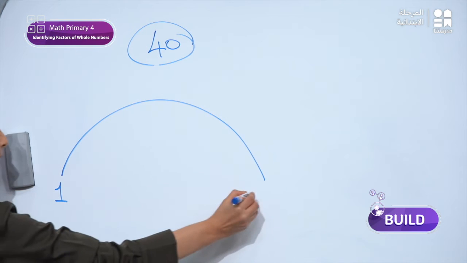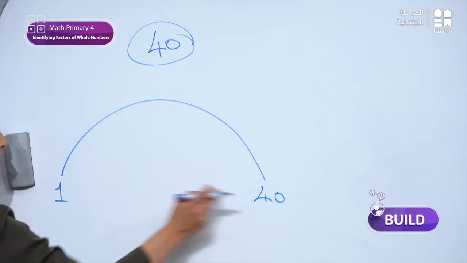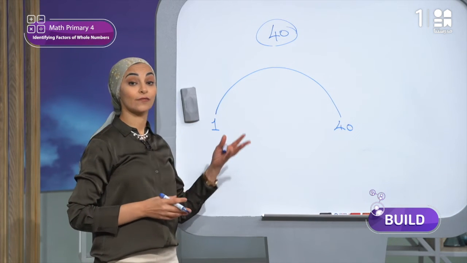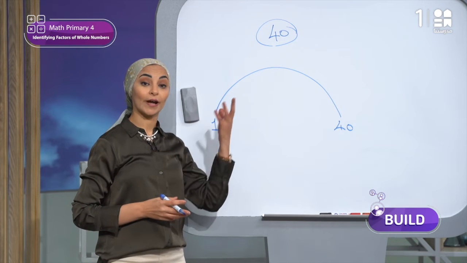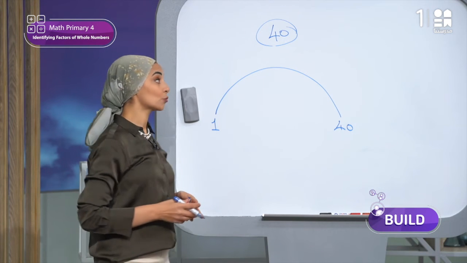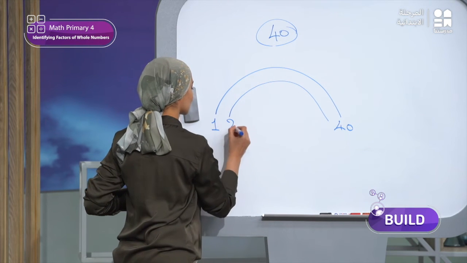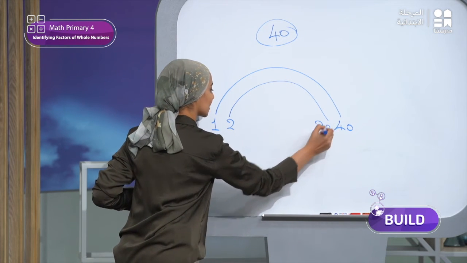So 1 times 40 gives me 40. These are the first two factors of number 40. 40 is an even number, right? So it is found in table 2, or 2 is a factor in number 40. So 2 times what gives me 40? Let's see. 2 times 20 gives me 40.